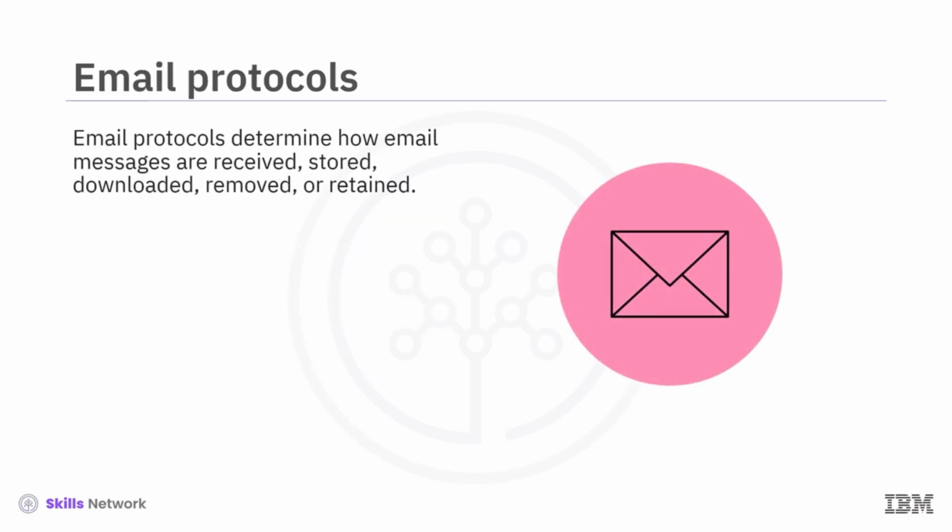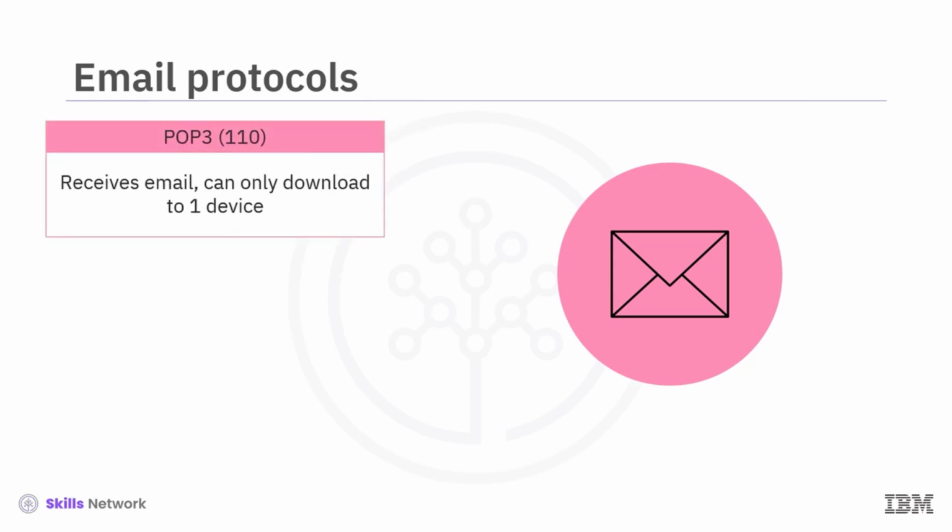Email protocols determine how email messages are received, stored, downloaded, removed, or retained. Post Office Protocol version 3, or POP3, is an older protocol that was the standard for receiving email. With POP3, email is downloaded from an email server to a single device, and then the email is deleted from the server. The default port for POP3 is 110.